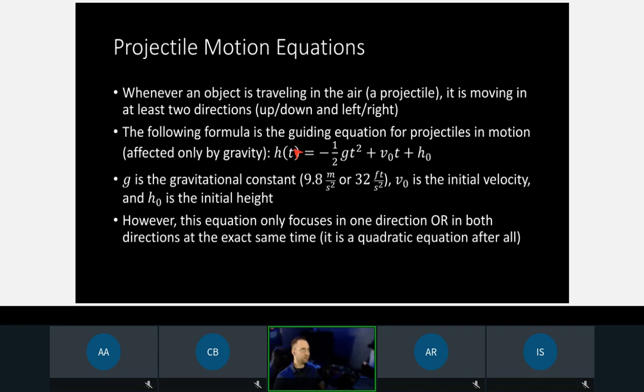However, this rectangular equation only focuses on both directions at the exact same time. So we can't separate distance and height with this rectangular equation because it's a quadratic, right? It's a parabola. It makes a U opening up or down. So that's the limitation of rectangular. Well, it's a good thing we have parametric equations. We can then separate those directions. One equation will be the distance, and the other equation will be the height with respect to time.